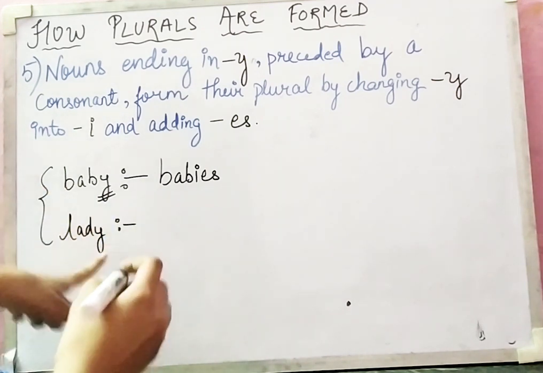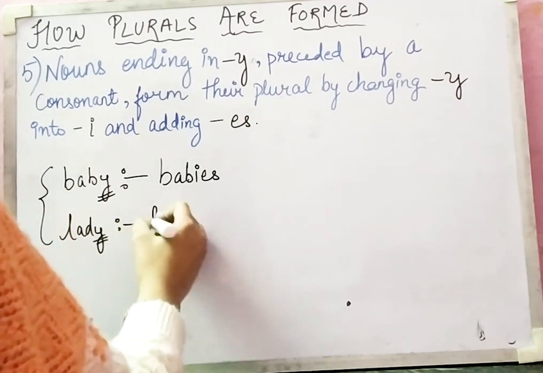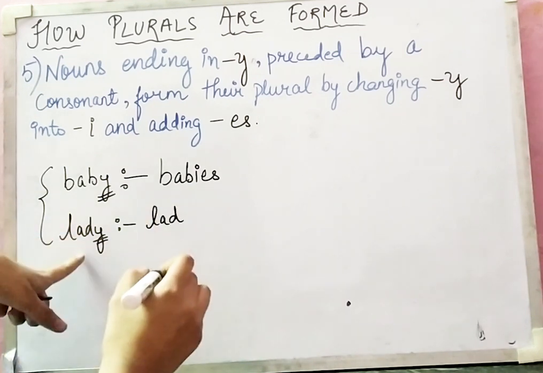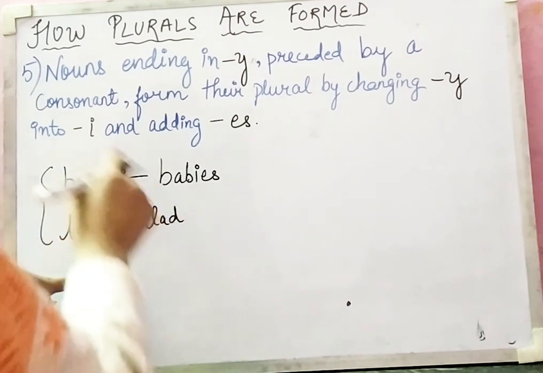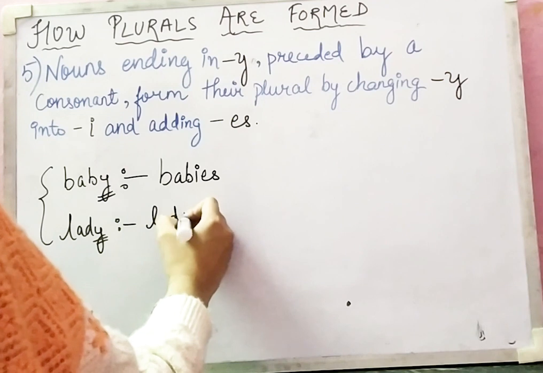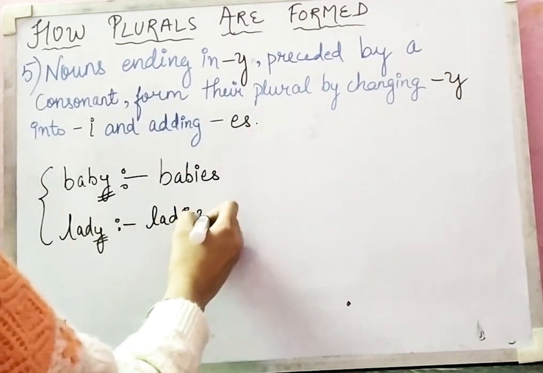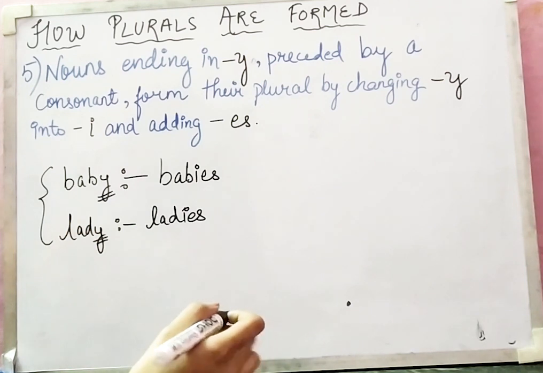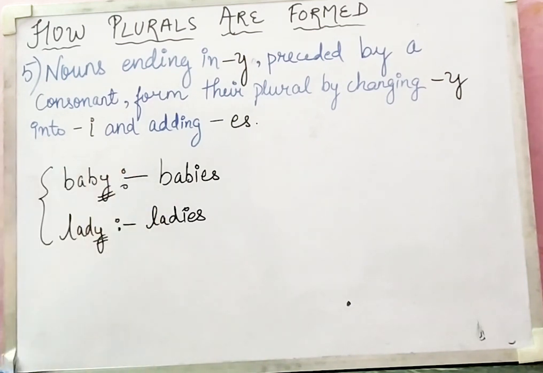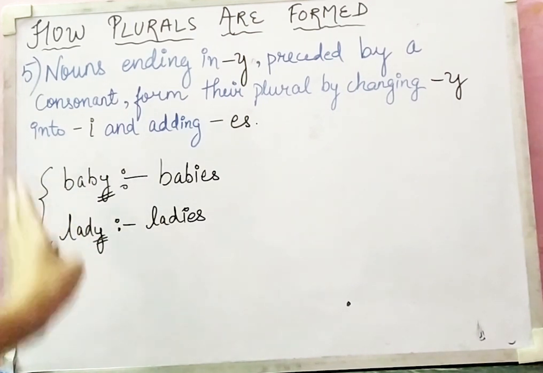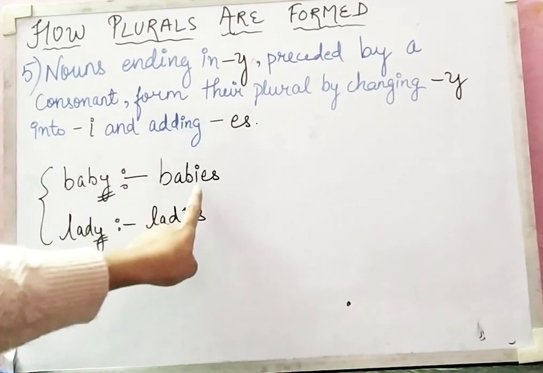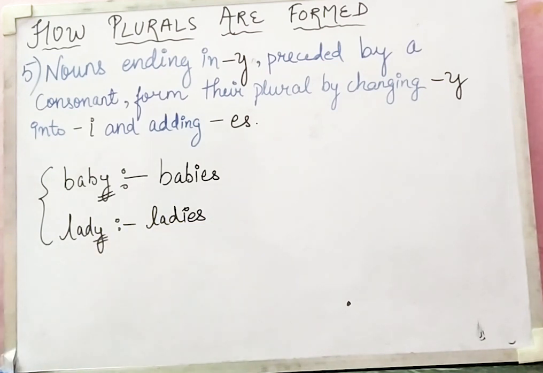This noun also ends with y. In this you just have to write lad and then y is replaced by I. So we can write I and add es, means ladies. Means this fifth point is saying this much only, that for nouns that end with y, we have to just replace y with I and then add es to them.